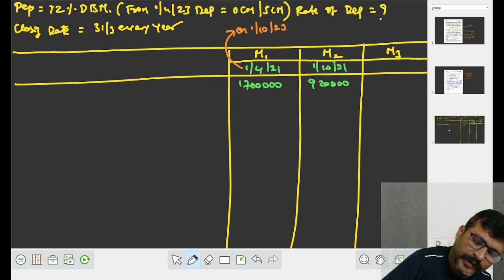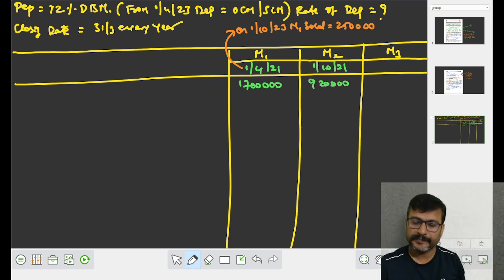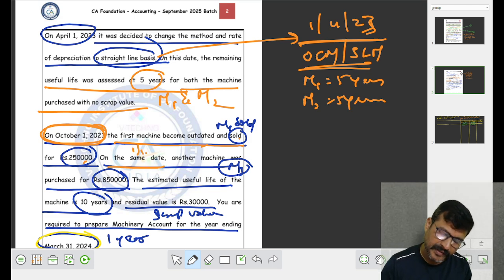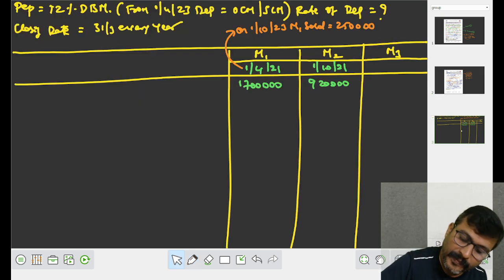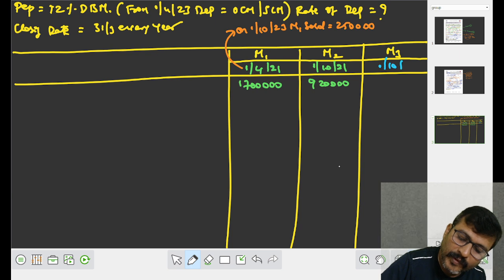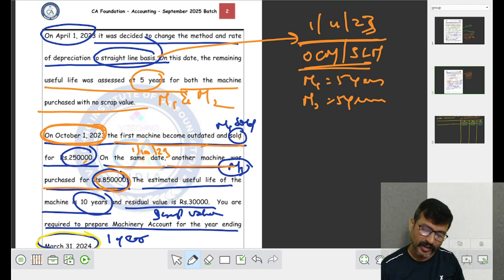On 1st October 23, M1 sold for 2.5 lakh. Okay, 2.5 lakh M1 sold. On the same date, October 23, another machine was purchased for 8,50,000. On what date? 1st October 23, another machinery was purchased for an amount of rupees 8.5 lakh.